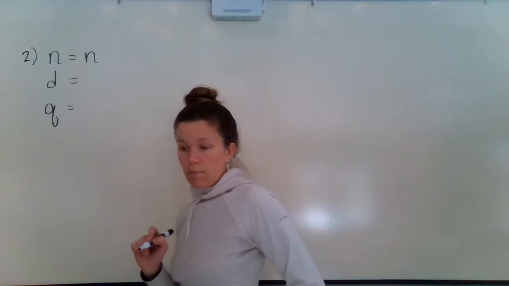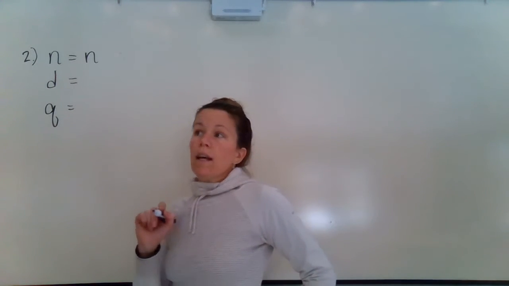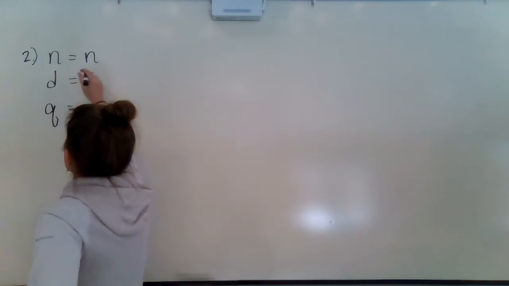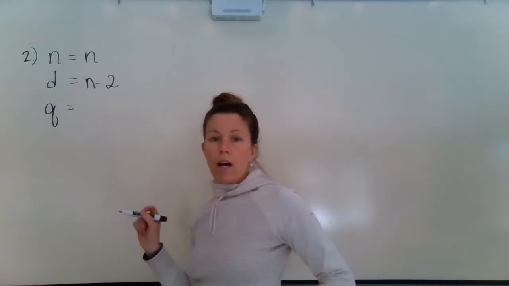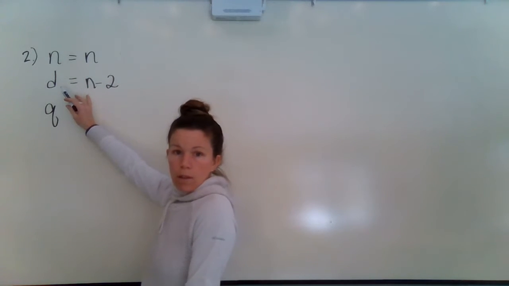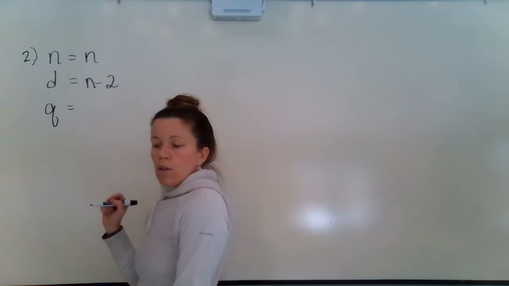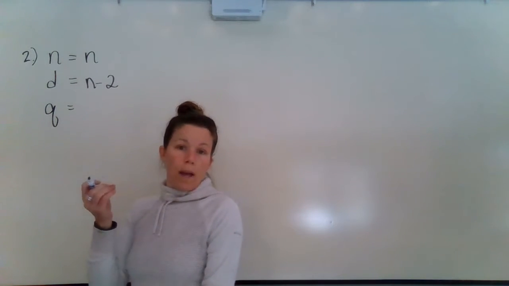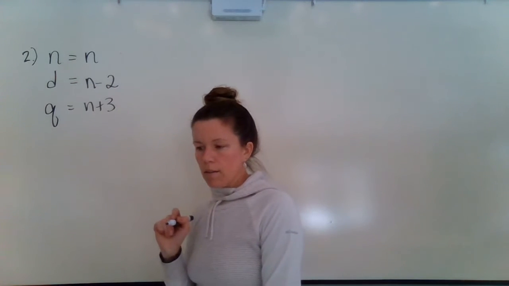It says she has 2 more nickels than dimes, so n minus 2 equals the number of dimes. And we can check that, right? If she has 8 nickels, she's got 6 dimes. If she's got 10 nickels, she's got 8 dimes. Does that make sense? And 3 more quarters than nickels, so n plus 3 tells us how many quarters she's got.